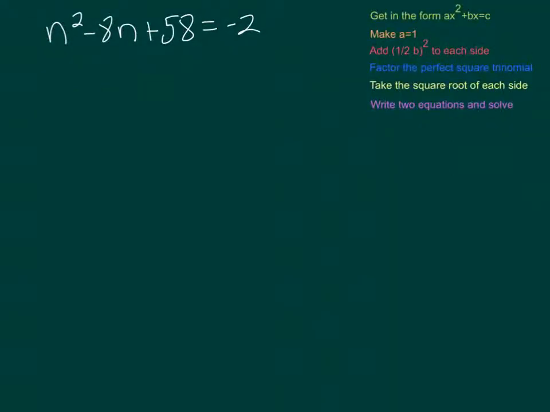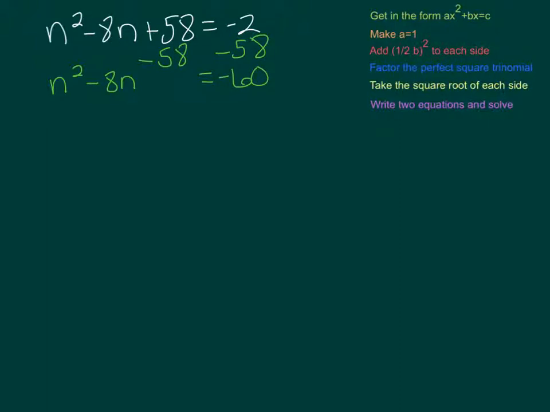So with this problem right here, we're going to first of all get in the form ax squared plus bx equals c. So that means we need to move the 58 over to the other side because it's not our a or our b term. So that gives me n squared minus 8n equals negative 60. Notice I left a space there. I did that on purpose because we're going to fill that in a minute.